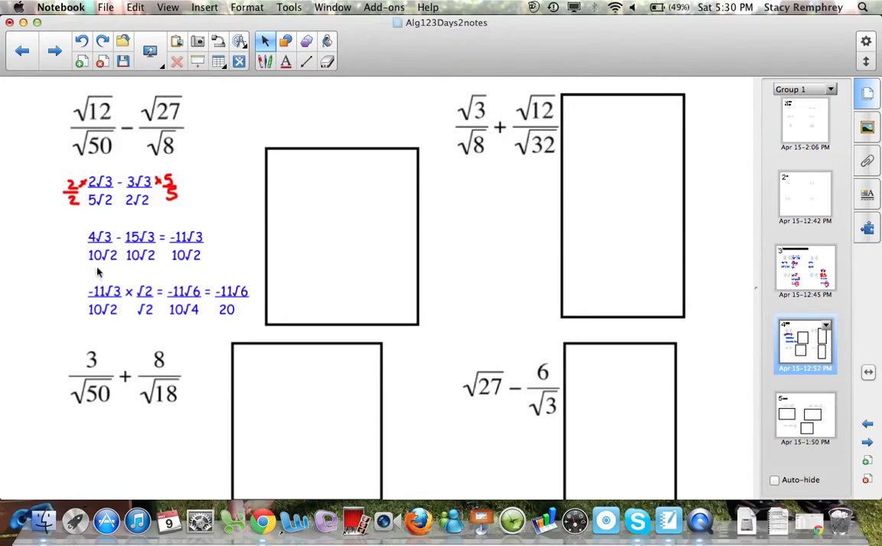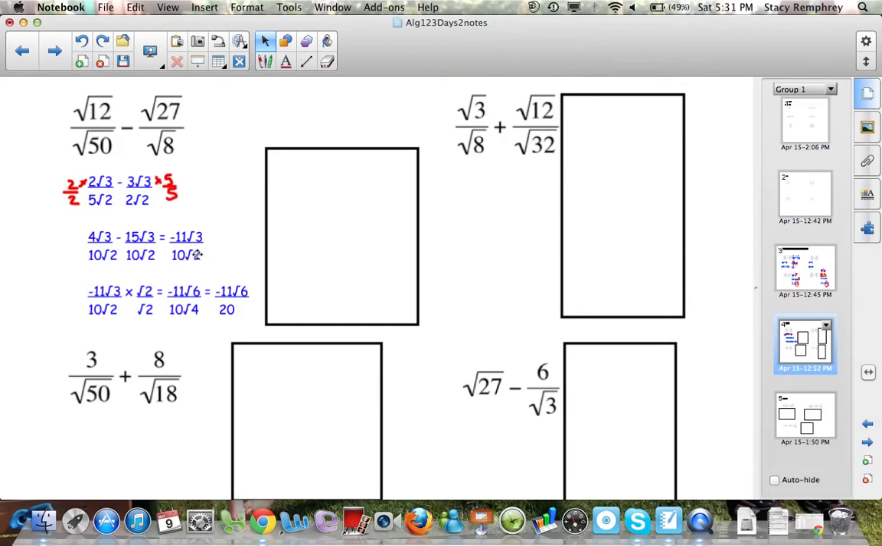That's where this fraction came from. And on this side, I multiplied top and bottom by 5. That's where this one came from. Now I have common denominators. So I subtracted the numerators. That's where the negative 11 root 3 came from, and kept the denominator.